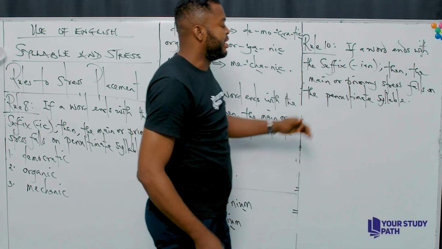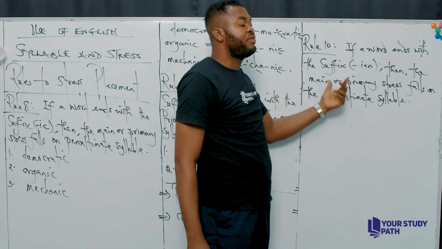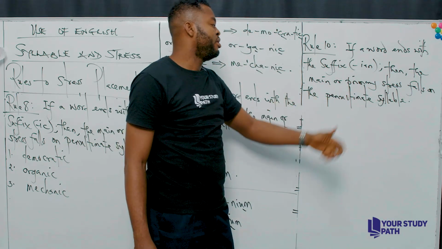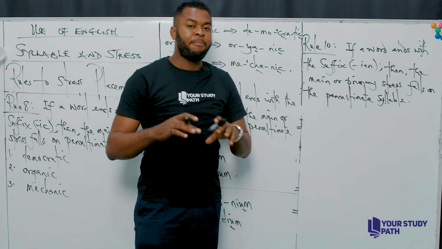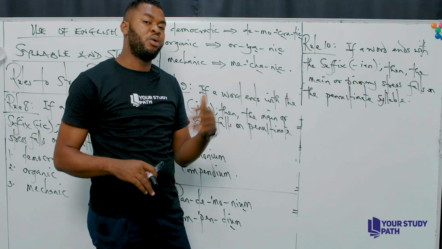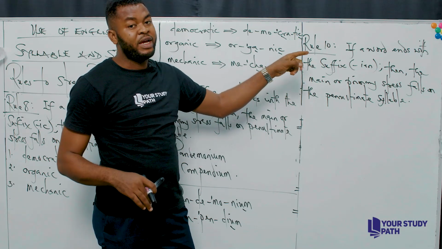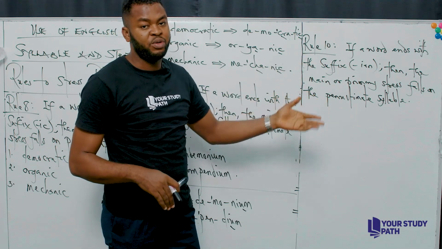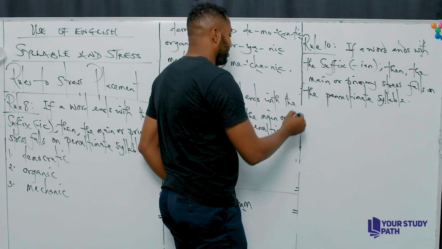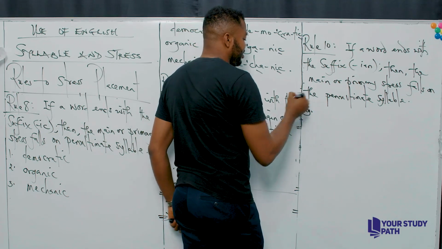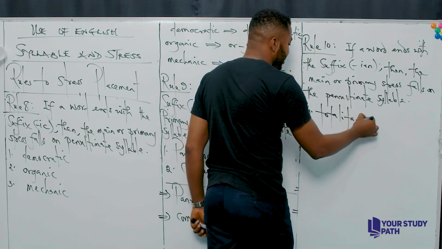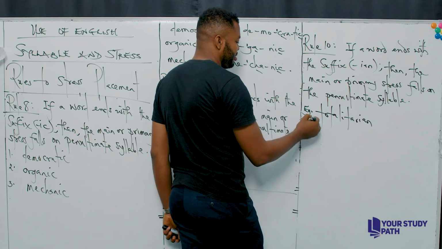Did you get that? Now, if a word ends with the suffix, what's the suffix? I-A-N. Then the main or primary stress falls on the penultimate syllable. What that simply means is that 90% of English words that end with I-A-N would always take their stress on the penultimate syllable, which is the second to the last syllable. Now let's take an example to justify this. In example, you have totalitarian, that's word number one.